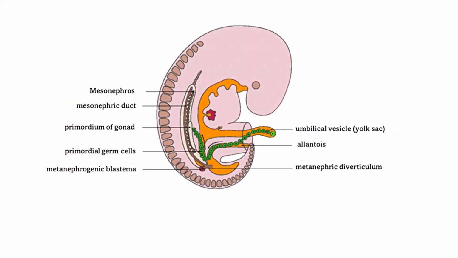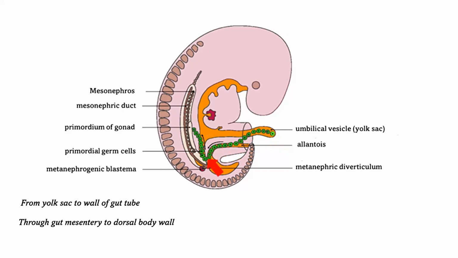Between the 4th and the 6th weeks, the primordial germ cells migrate via amoeboid movement from the yolk sac to the wall of the gut tube, and then through the gut mesentery to the dorsal wall of the body, and then alongside the dorsal body wall to the genital region, which is going to form the future gonads.